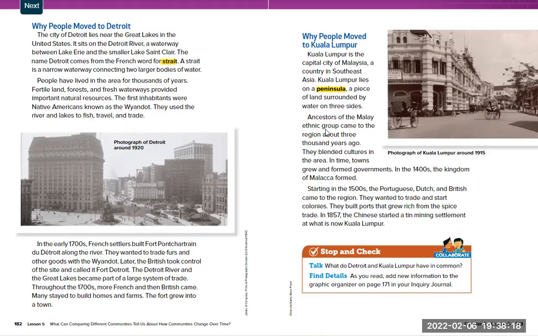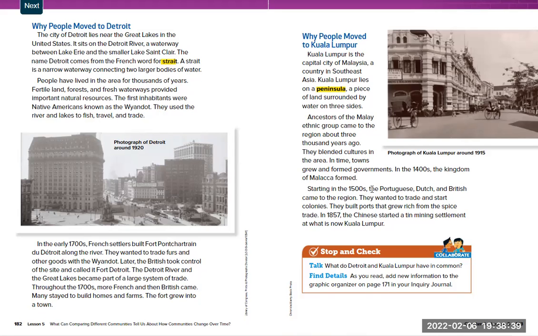Ancestors of the Malay ethnic group came to the region about 3,000 years ago. They blended cultures in the area. In time, towns grew and formed governments. In the 1400s, the Kingdom of Malacca formed. So they already had a kingdom in the 1400s, which they called Malacca.